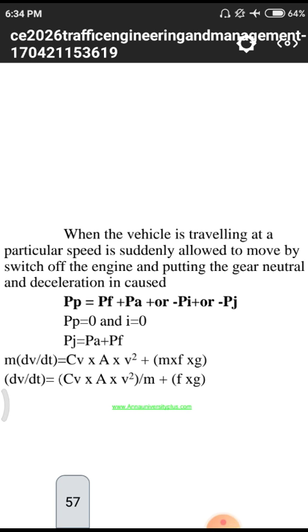When the vehicle is traveling at a particular speed and is suddenly allowed to move with the engine switched off or with the gear in neutral, deceleration is caused. In this particular sentence, the vehicle is simply moving at a particular speed. That means if the vehicle is going at 60 or 80 kilometers per hour and suddenly the driver switches off the engine, automatically the brakes and other systems are not working in some cases.